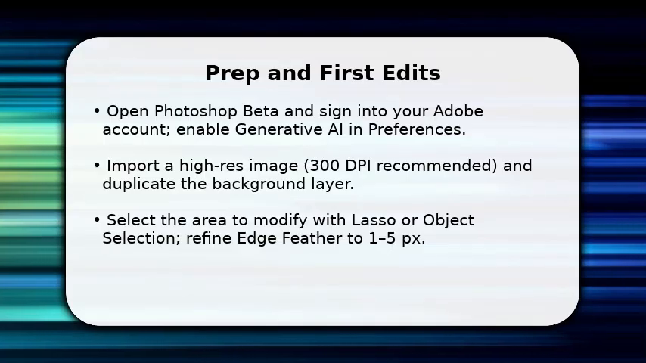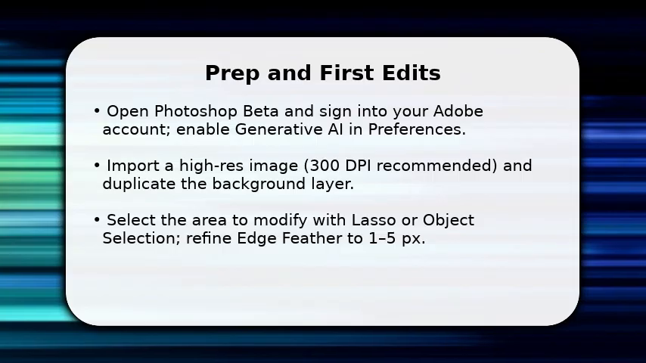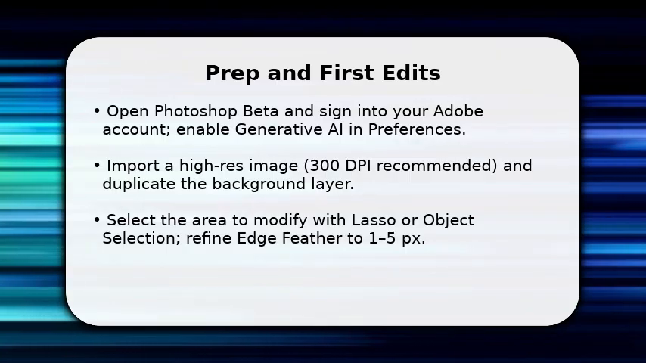You start by enabling generative AI in Preferences and opening the image you will change. Once done, duplicate the background so you have a non-destructive copy and select the exact area using lasso or object selection. Make sure to refine the selection edge by 1.5 pixels to avoid hard masks.